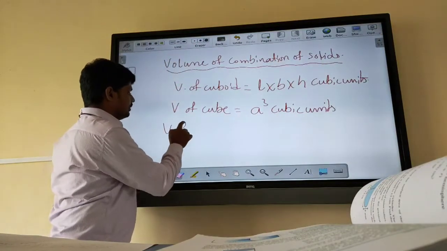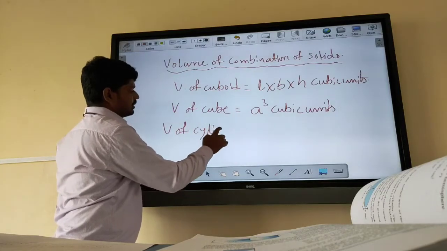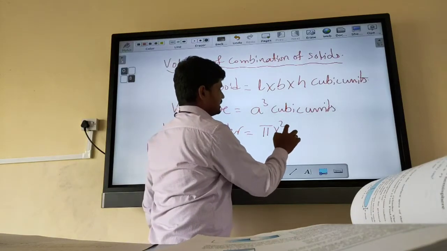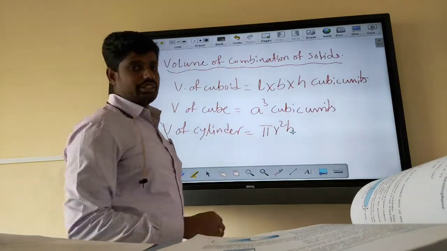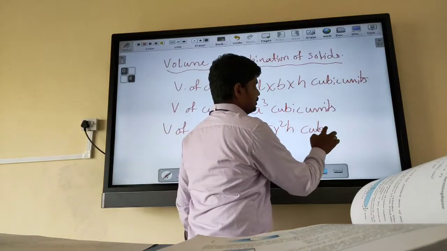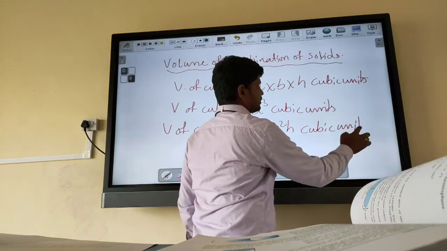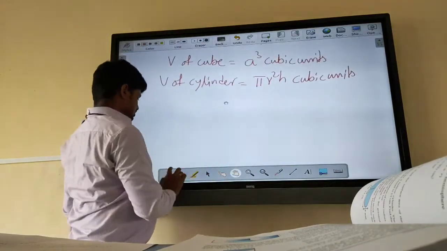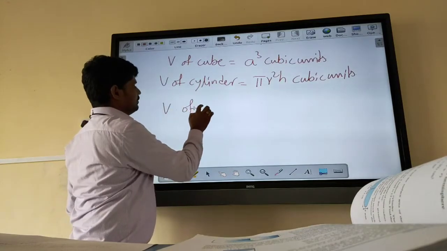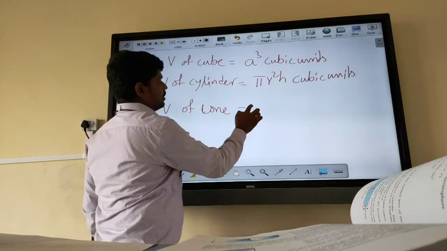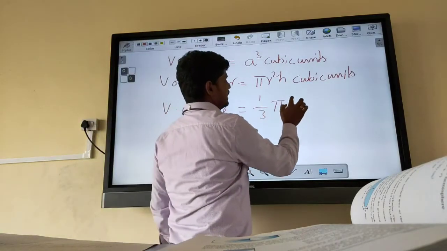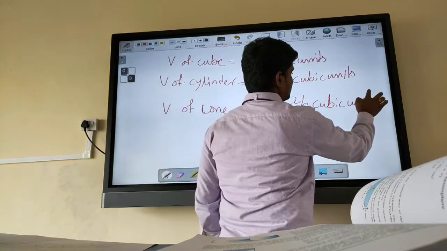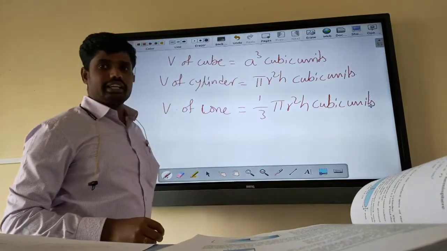Next, volume of cylinder. What is the formula to find the volume of the cylinder? Pi r square h cubic units. Using this formula we find the volume of the cylinder. Next, volume of the cone. What is the formula? 1 by 3 pi r square h. Using this formula we find the volume of the cone. Any doubt regarding this one? Which formula, children? 1 by 3 pi r square h.